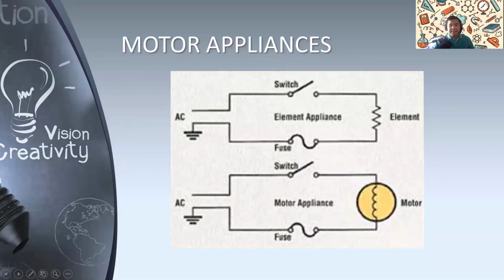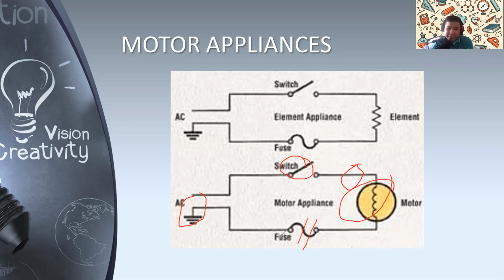This is the diagram of an electrical motor. Here is the fuse. Here is the switch. Here is the wire. We got the AC or the battery, the electrical current, and we got the motor. Now, let's just disregard the fuse. Some appliances have a fuse, some don't. It's the same thing. From the electrical energy, it will travel through the wire. It will hit the motor.